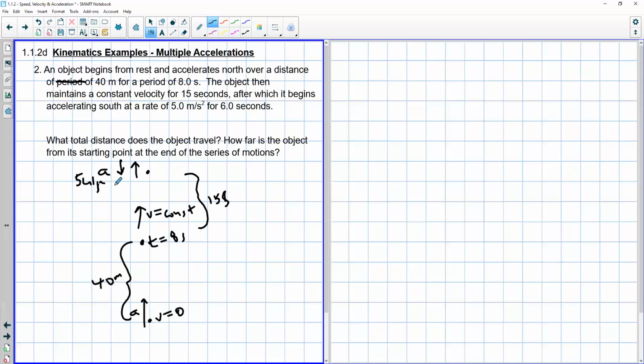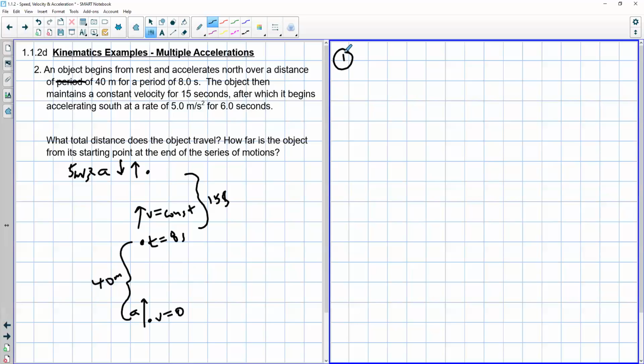All right, so here's what we're going to do. We're going to organize this into 3 different segments of motion. So for segment number 1, our initial velocity is 0, and we travel a distance, delta x, of plus 40 meters, and this happens in t equals 8 seconds.